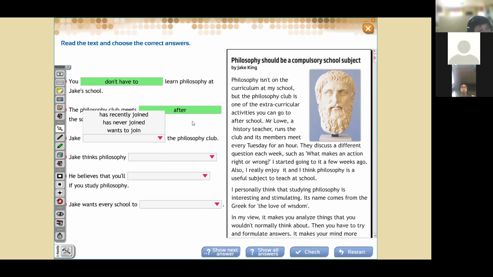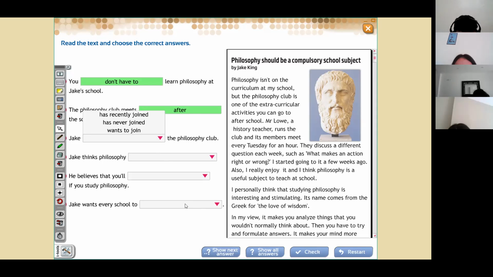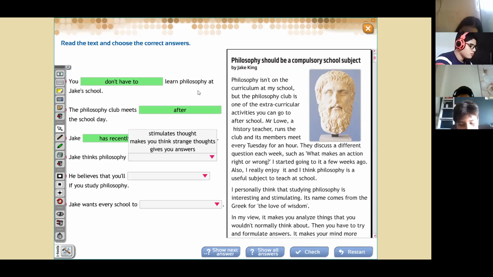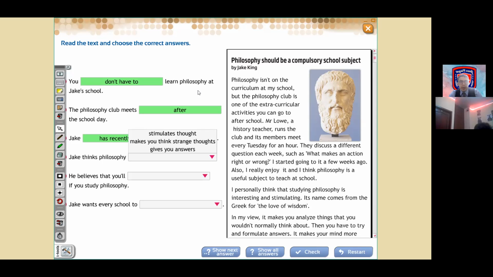So your answer for Jake here is, what about Jake and his relation with the philosophy club? Has he just recently joined? Which is, I think, correct. Has recently joined. Correct, guys. So what about the next one? Jake thinks philosophy stimulates thought, makes you think strange thoughts, or gives you answers. What do you think is a correct idea here for philosophy and Jake?